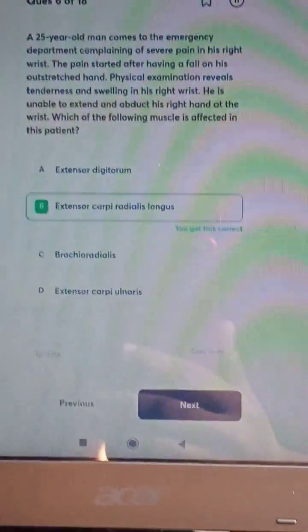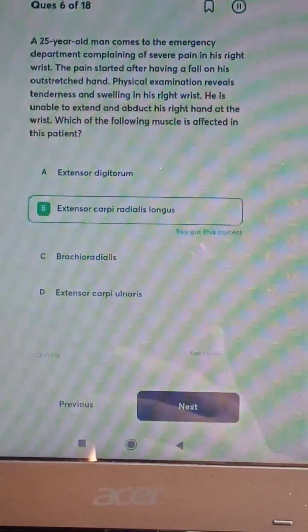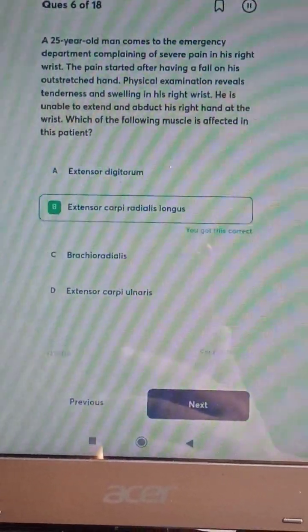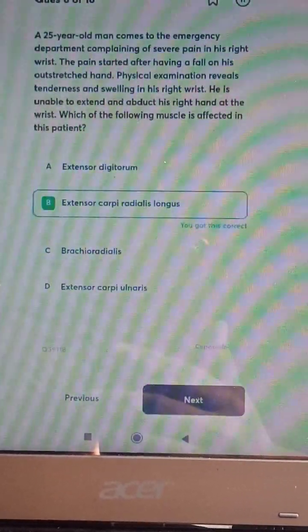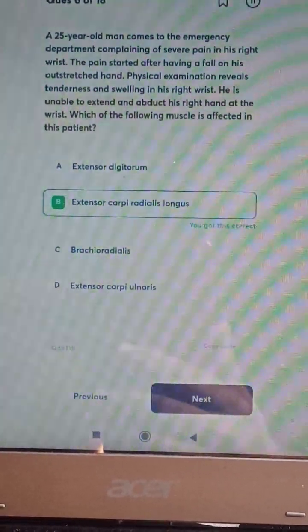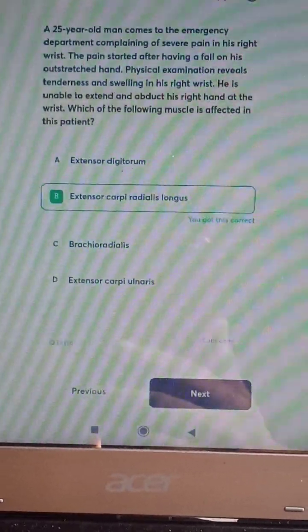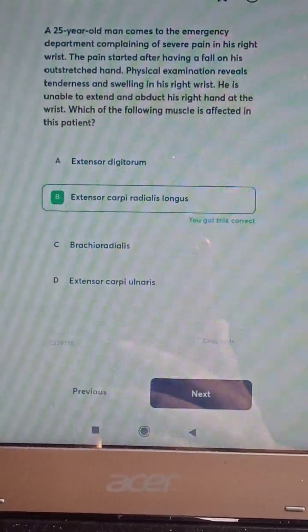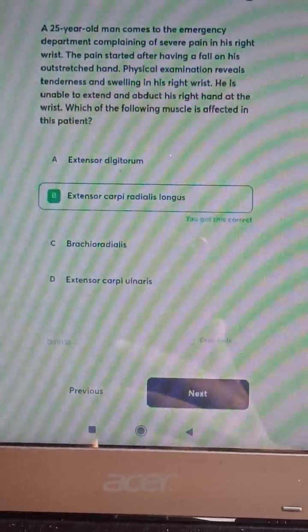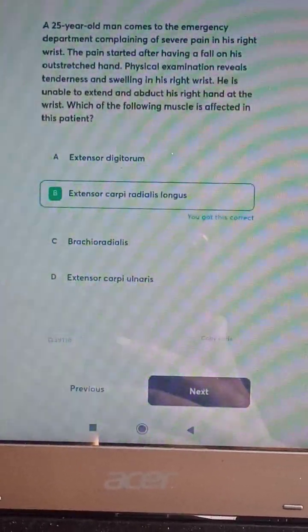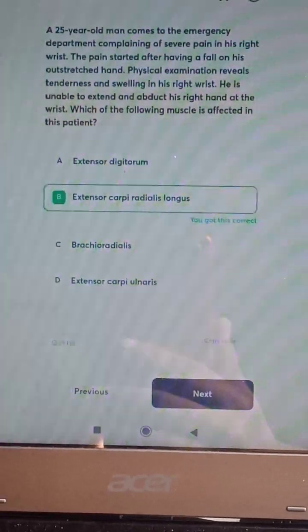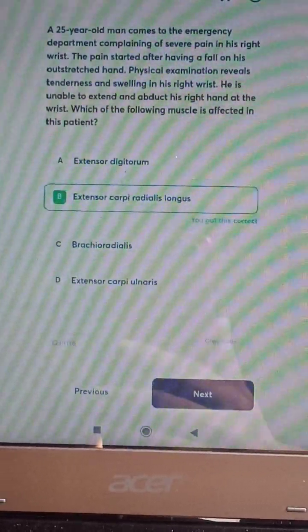A 25-year-old man comes to the emergency department complaining of severe pain in his right wrist. The pain started after having a fall on his outstretched hand. Physical examination reveals tenderness and swelling in his right wrist. He is unable to extend and abduct his right hand at the wrist. Which of the following muscle is affected in this patient?